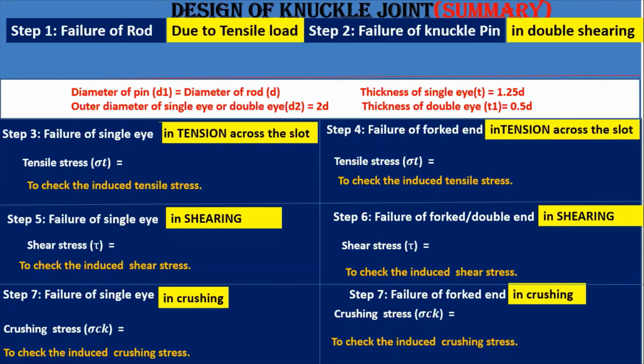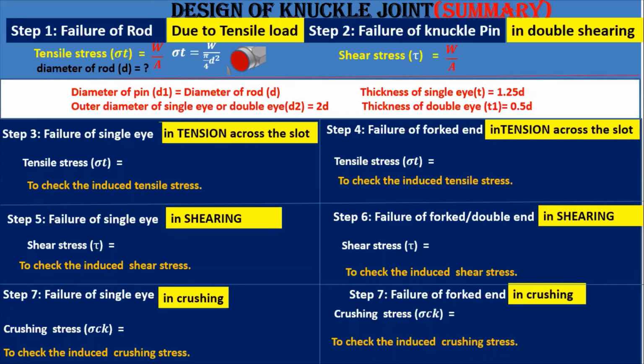Now students, I have just shown the summary here. In the first step, you know the failure of the rod due to the tensile load is load upon area. The area where the failure takes place is a circular one, and that's why pi by 4 d square. From that we can find the diameter of the rod, that is d.